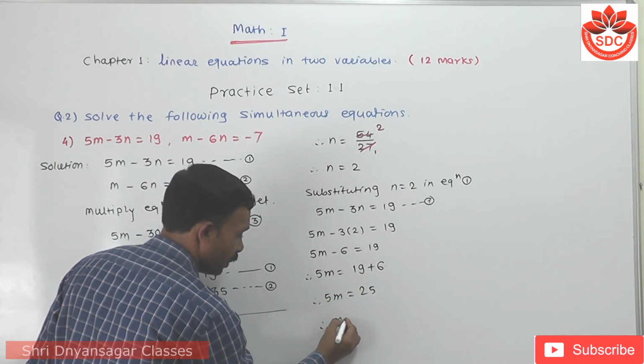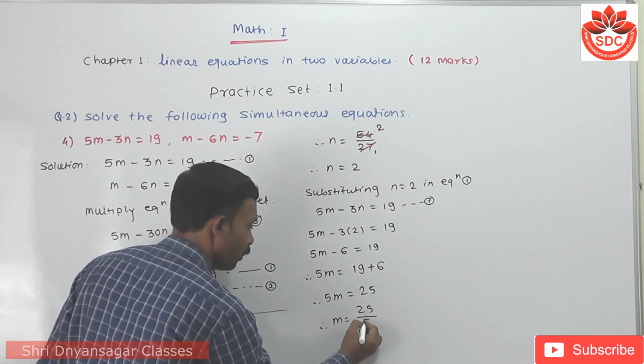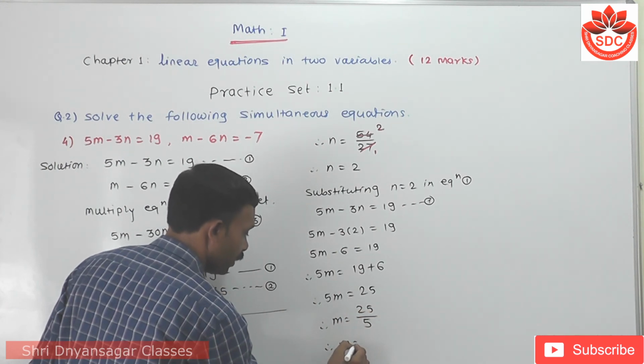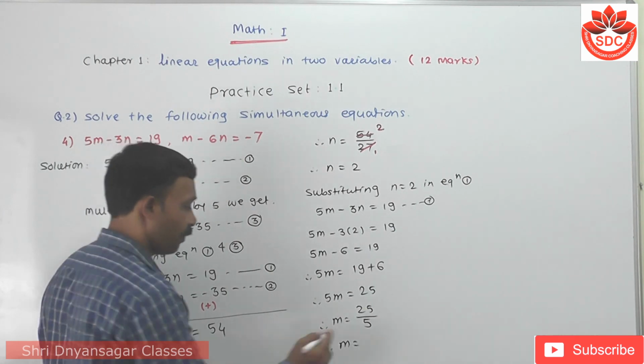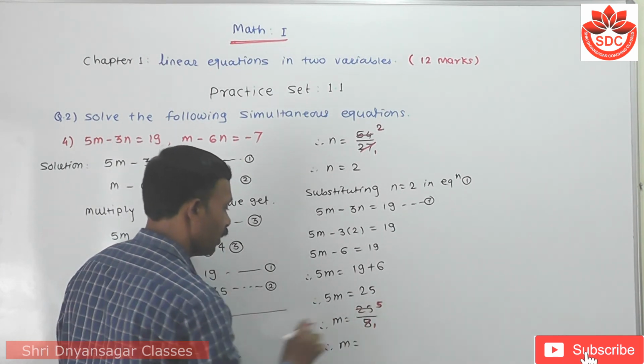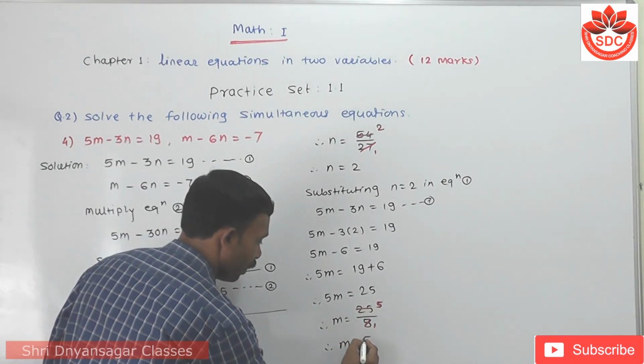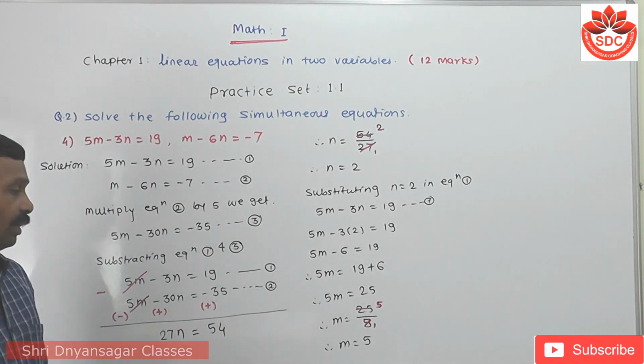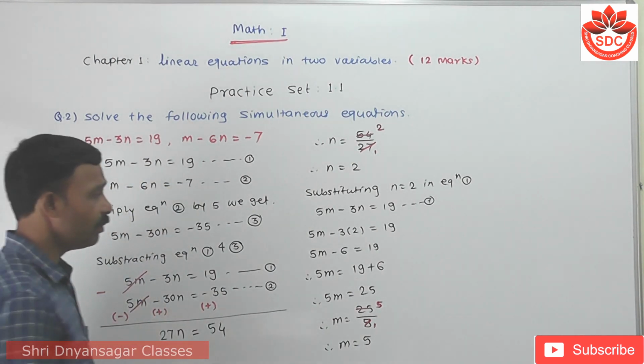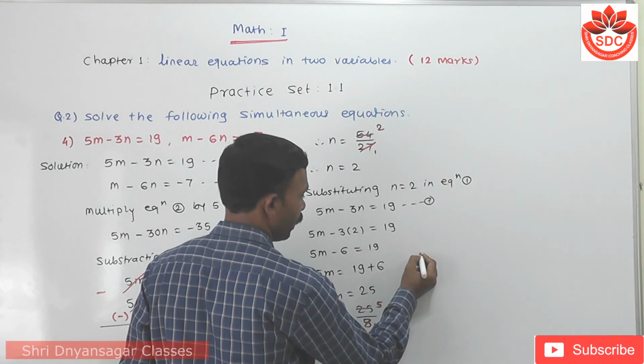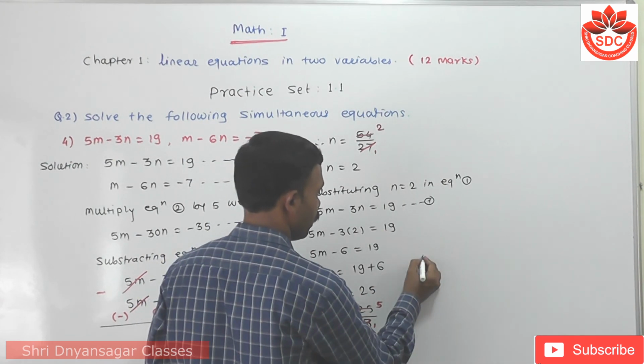Therefore, m is equal to 25 upon 5. We can simplify it. 5 1s are 5, 5 5s are 25. So the value of m is how much? 5. Then, the answer in a full sentence: the solution is.